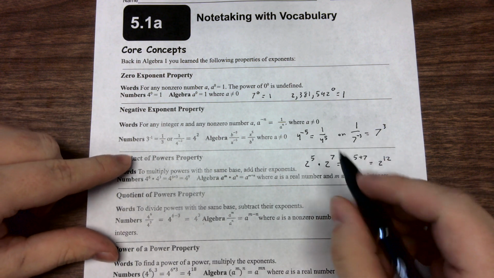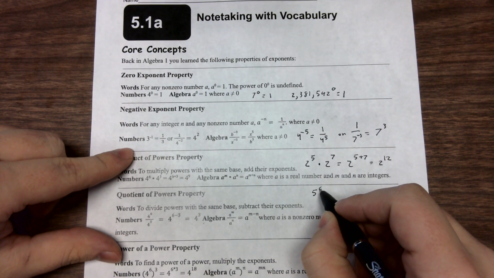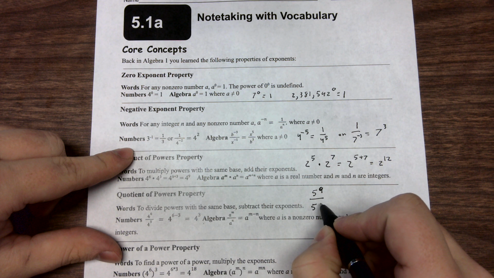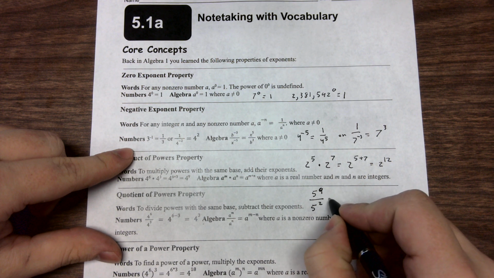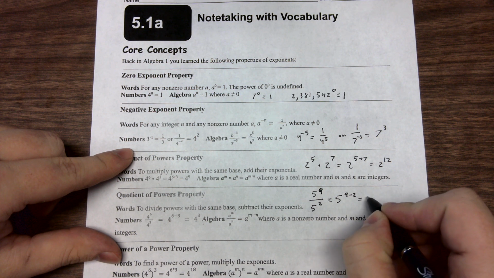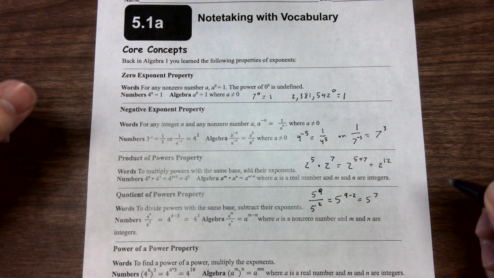Another example that we could try is 5 to the 9th power divided by 5 squared. This is the same thing as 5 to the 9 minus 2 power, or 5 to the 7th.